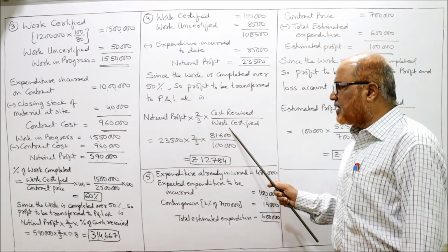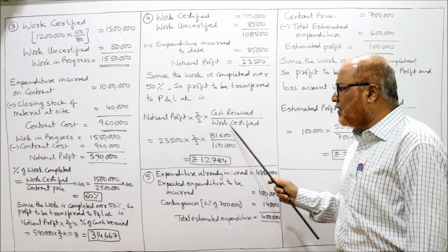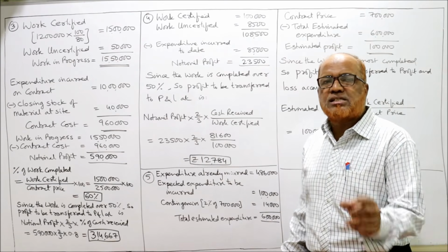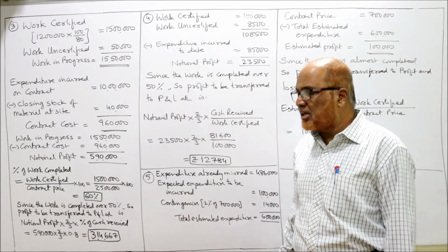So cash received by work certified: cash received 81,600, work certified is 1 lakh. So you will get the answer 12,784 is the profit to be transferred to profit and loss account.